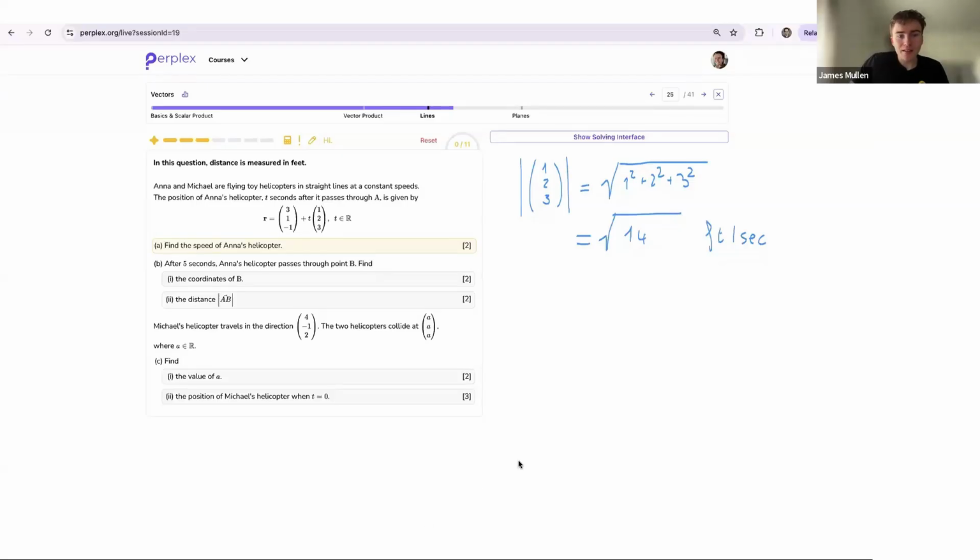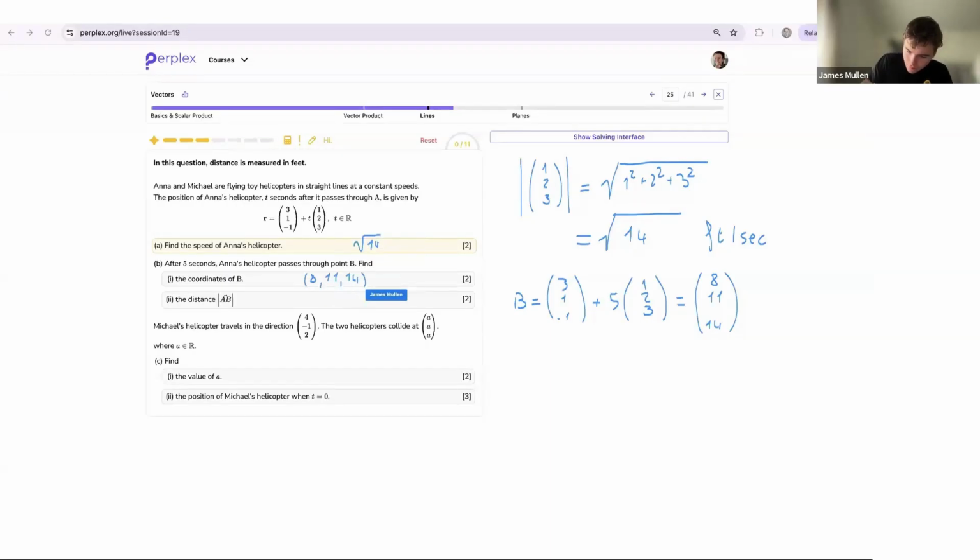Now, after 5 seconds, Anna's helicopter passes through point B. And first we want to find the coordinates of B. So B is going to be equal to (3, 1, -1) plus 5 times (1, 2, 3). That's going to give me 3 plus 5 is going to be 8. 1 plus 5 times 2 is going to be 11. And negative 1 plus 5 times 3 is going to be 14. So those are the coordinates of B. That is (8, 11, 14). Okay, so here was root 14. Here we found (8, 11, 14).